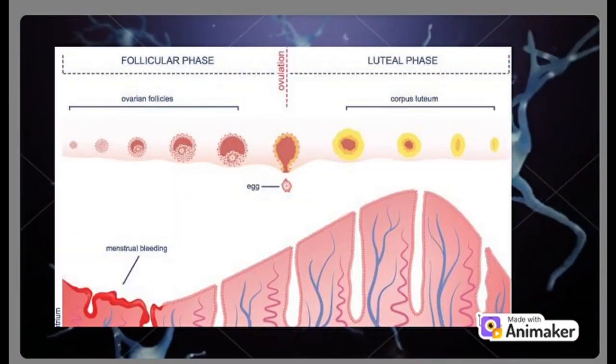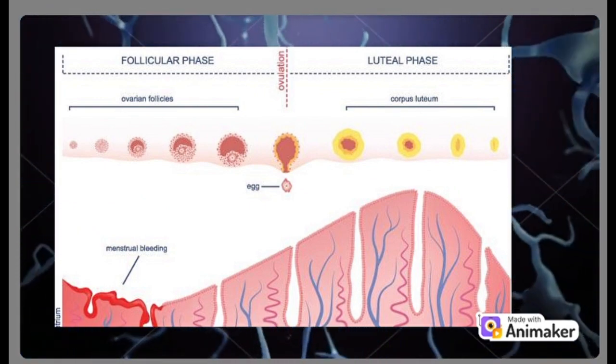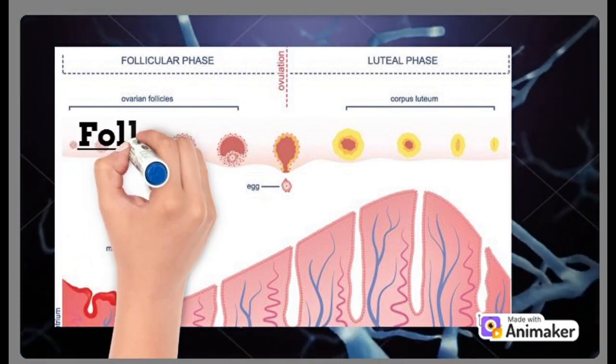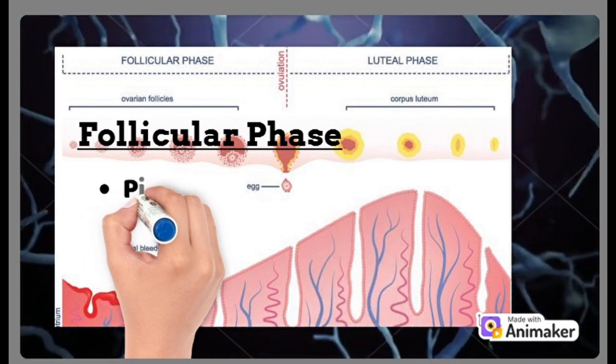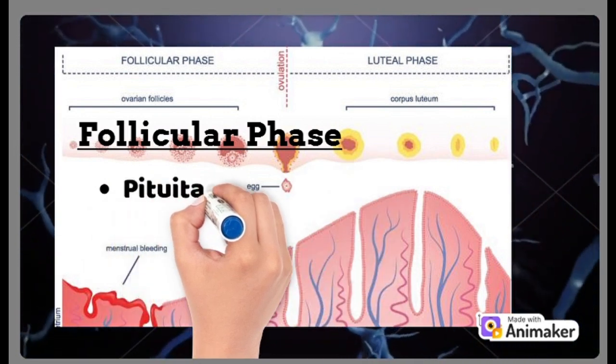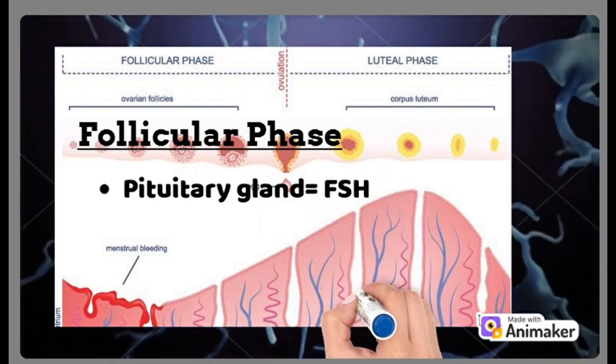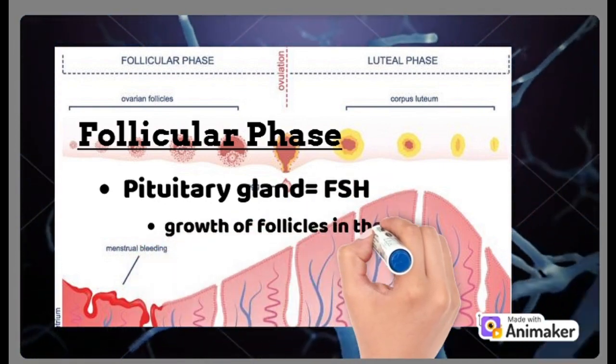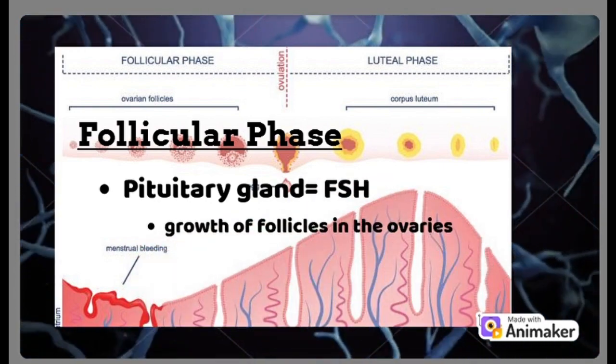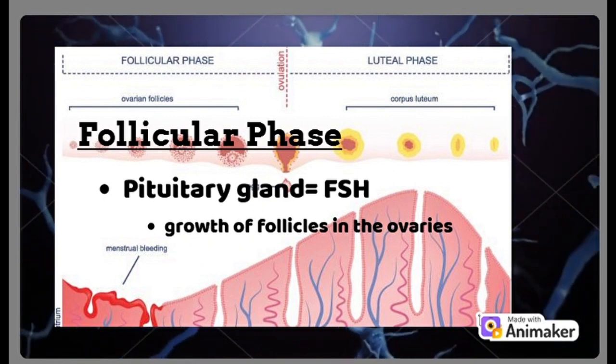After the menstrual phase, the body begins preparing for a potential pregnancy. In the follicular phase, the pituitary gland in the brain releases a hormone called follicle-stimulating hormone, FSH. FSH stimulates the growth of follicles in the ovaries, each containing an egg.